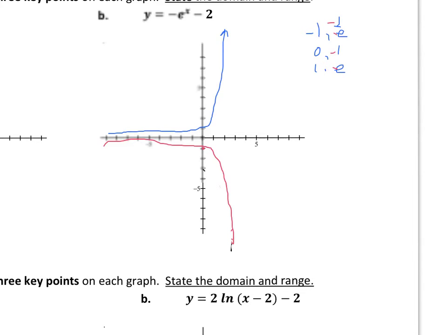Okay, so we shift it down 2. I'm a little OCD. Point for the first one. For the blue one? No, for the first point of the black one. Okay, so it's -1 and -1 over e minus 2. So -1 over e is roughly -1/2, so -2.5, give or take.